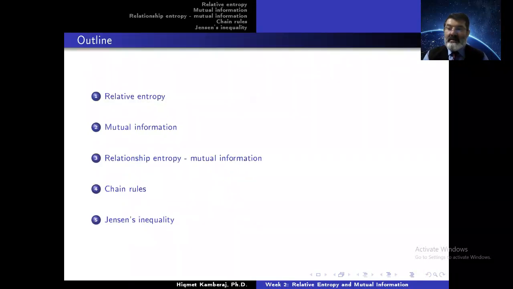An outline of the talk is as the following: relative entropy, mutual information, relationship between entropy and mutual information, chain rules, and Jensen's inequality. First, I'll talk about the relative entropy.